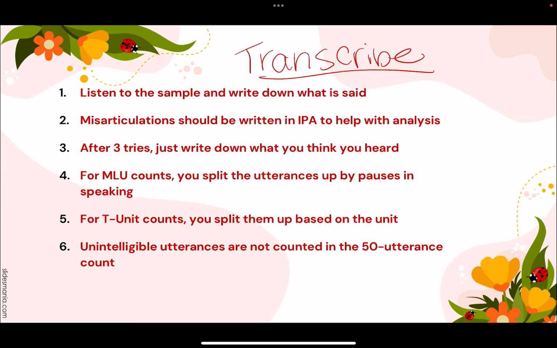If we have misarticulations, you should write those in IPA. And that's really just to help you to be able to analyze correctly. So if a client is doing final consonant deletion, like they're saying "ca" for cat, we want to make sure that we have the "ca" but we're not putting the T on the end. So just making sure that we're writing that in IPA, making sure that we're bracketing it off to make it very clear that this is an IPA version, right? That this is not just your standard, we're not just writing out the word.